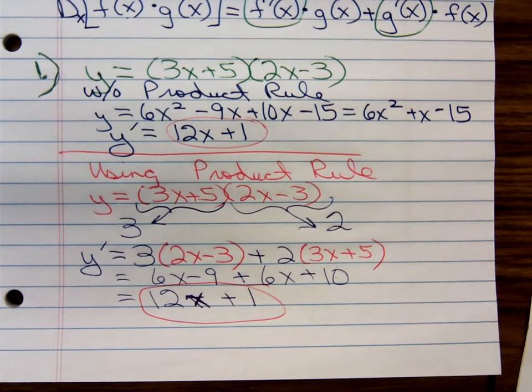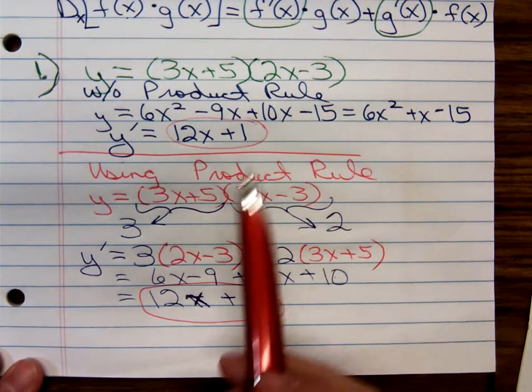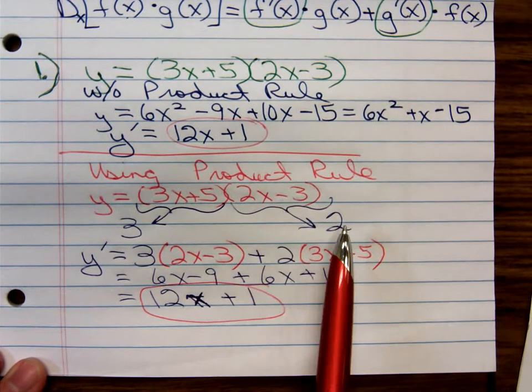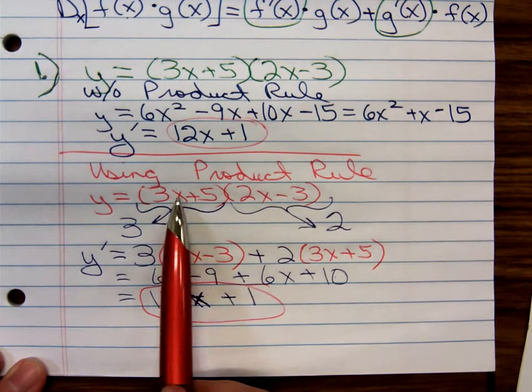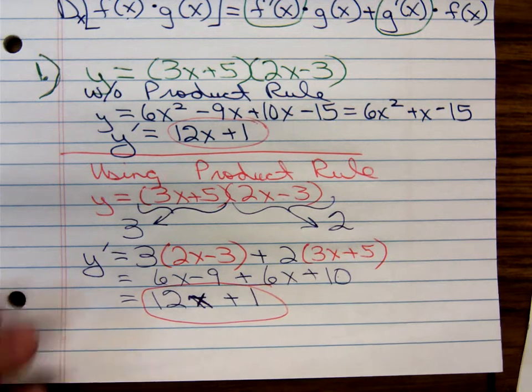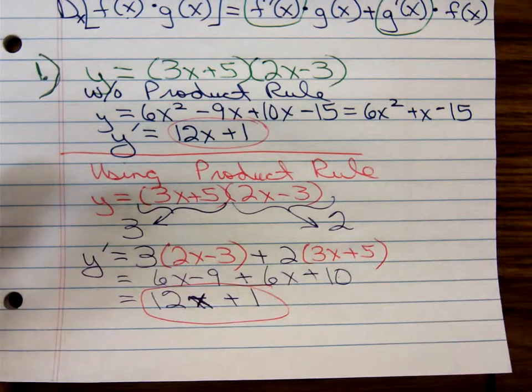The derivative of the first times the second, the original second, plus the derivative of the second times the original first. I want to do one more product rule before we look at the quotient rule. Okay, this is number 2.